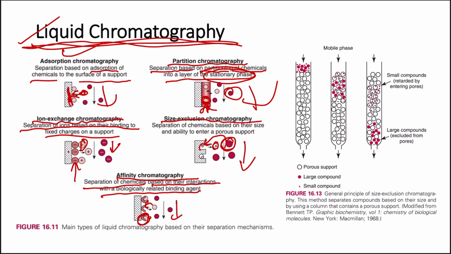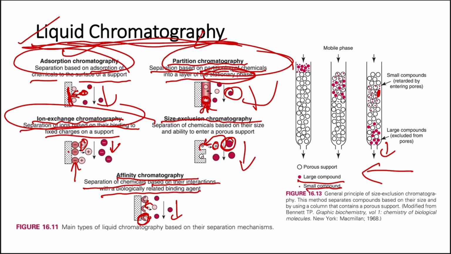This image is of the size exclusion chromatography, which is actually a type of column chromatography. As you can see here, the small compounds are getting trapped in the pores, whereas the large compounds are coming out fast, eluting fast from the column, because they move along with the mobile phase. So this is in whole about the different types of liquid chromatography: adsorption chromatography, then partition chromatography, then ion exchange chromatography, then size exclusion chromatography, then affinity chromatography.